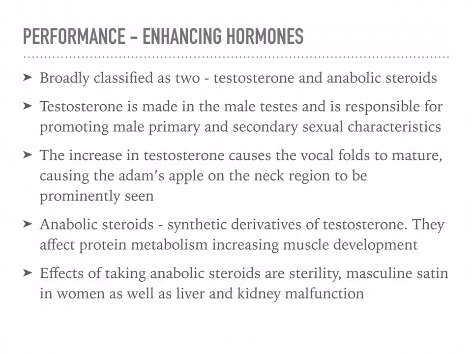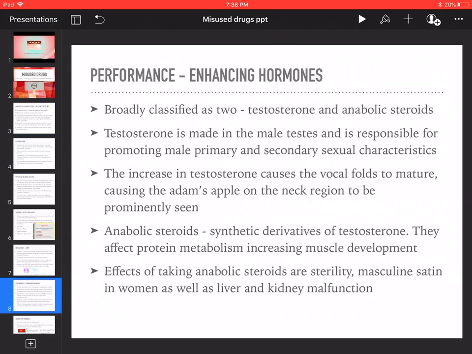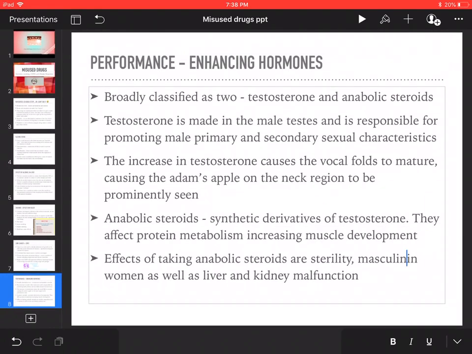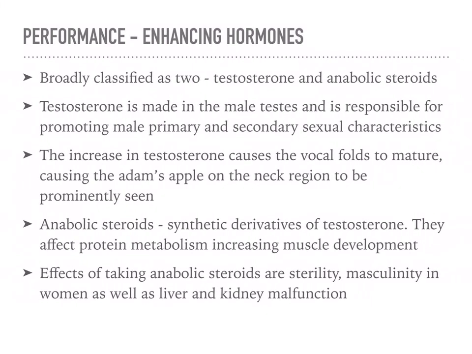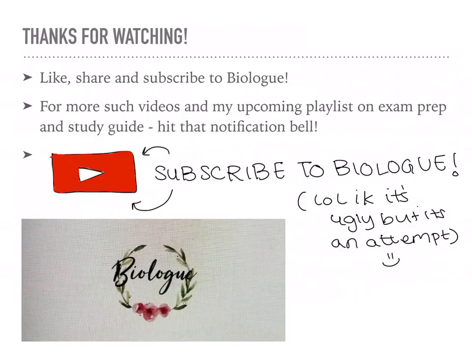The next type is anabolic steroids. Anabolic steroids are the synthetic derivatives of testosterone. They affect protein metabolism that increases the muscle development. Effects of taking anabolic steroids are sterility, masculinity in women, as well as liver and kidney malfunction.